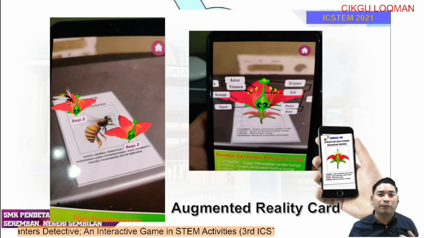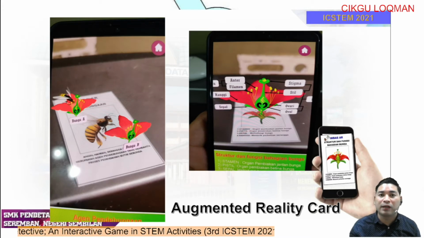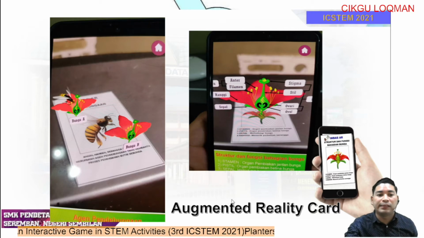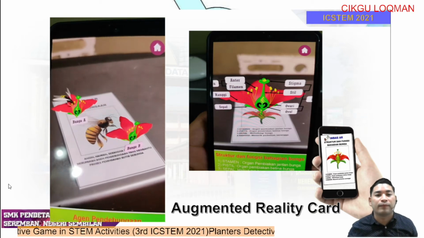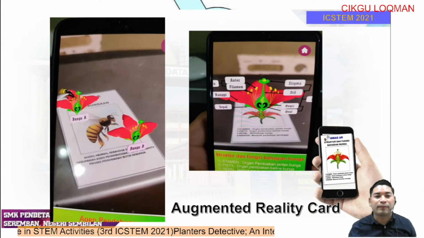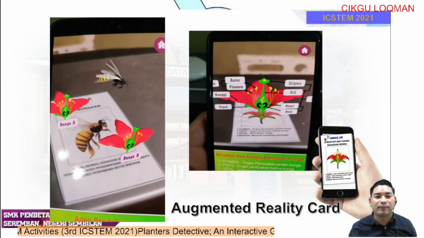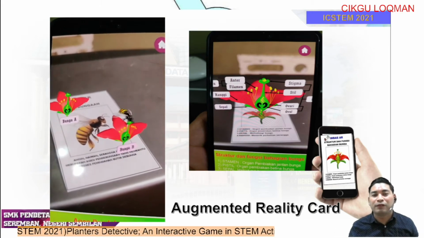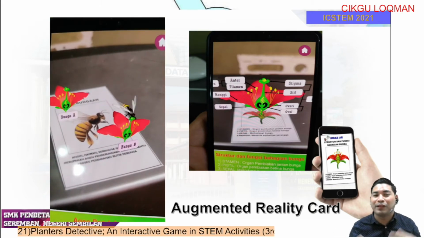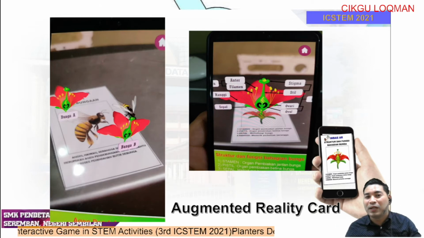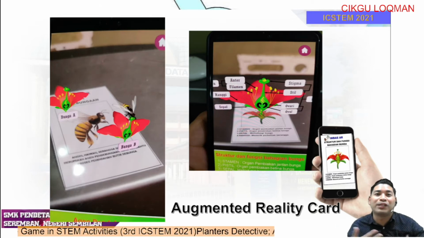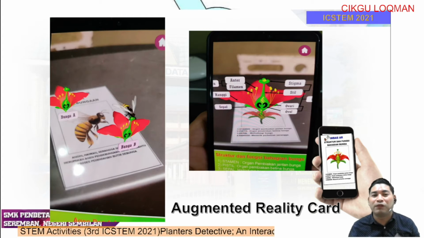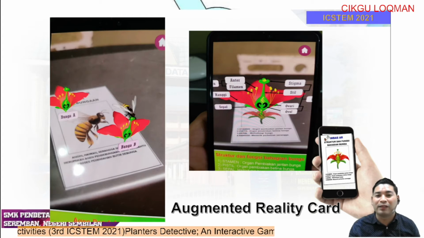Let's say if one of the players picks the augmented reality card, they have to scan it using the phone, and this image will appear. This augmented reality card is a very interesting part because my students really enjoy looking at the 3D image and the movement of the bees from one flower to another flower. So they can imagine how the process of pollination occurs. They can learn this topic very well by using this augmented reality card.